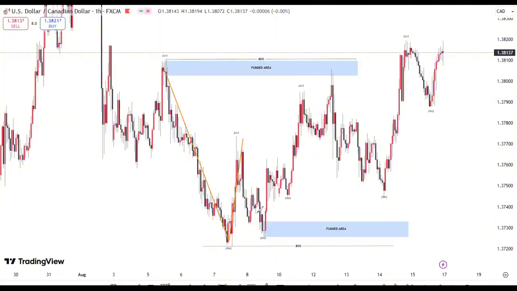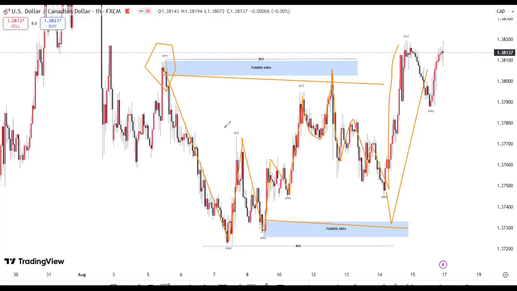So we had correction, impulse, correction there, impulse, correction, impulse. So the market filled the gap that was left behind the correction that occurred previously. So here we have our zone again, which market might come back to, retest and bounce back.